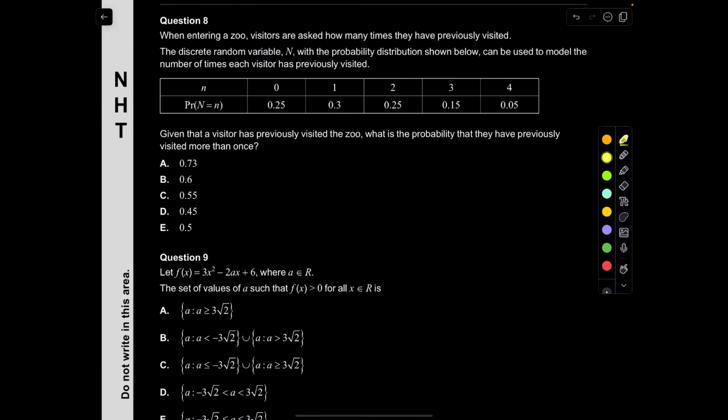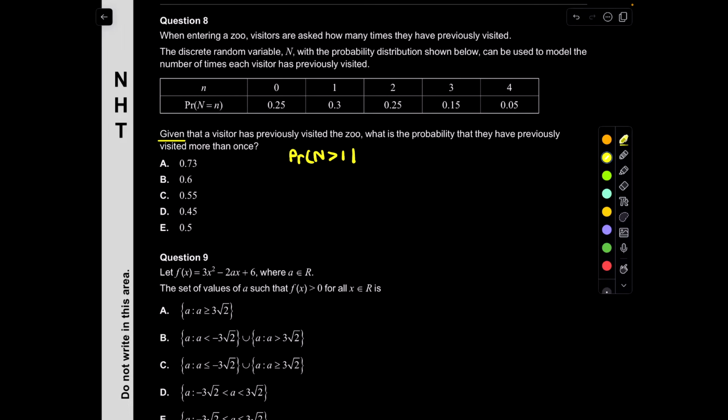All right, so it says given, and just that word gives you a hint. Given is conditional probability. Do not forget that. When this says given, they're giving you extra information, which is conditional probability. Given a visitor has previously visited the zoo, what is the probability that they have previously visited more than once? All right, let's write that down. So we want to find the probability that they have previously visited more than once. So we basically want where n is greater than 1.